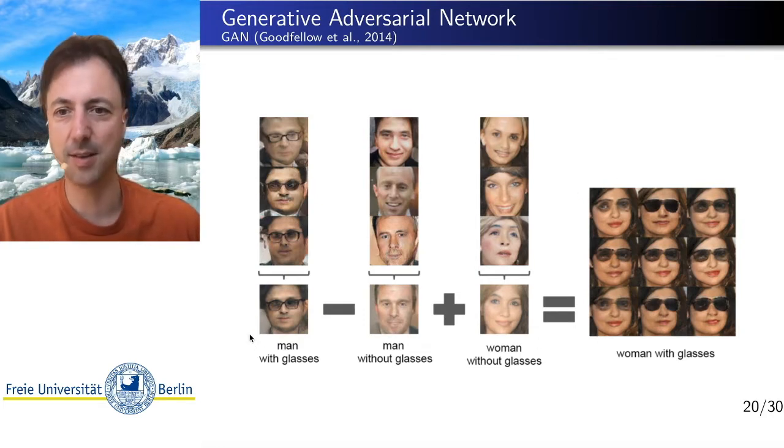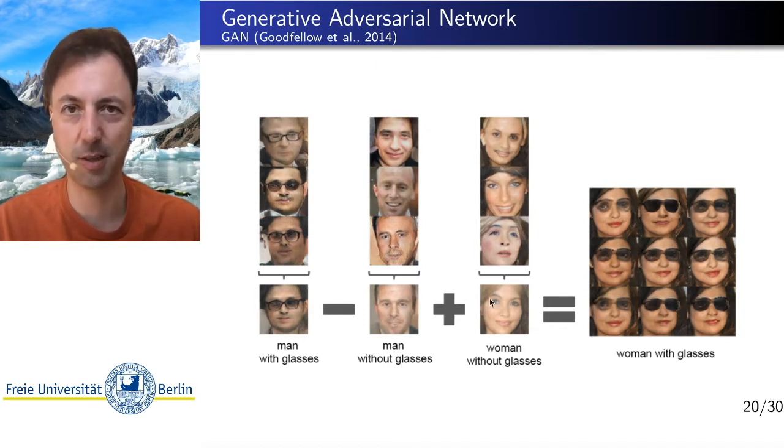Of course, this sort of operation is completely meaningless in pixel space. If you do this operation in pixel space, you just get random noise. Not completely random, but you get something which looks very much like garbage. Whereas you get meaningful results if you do this operation in latent space.